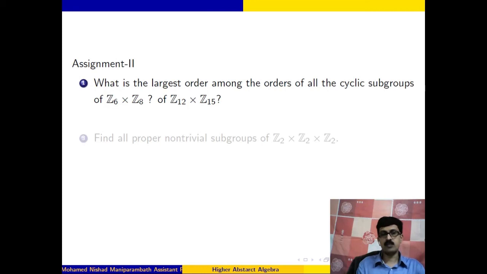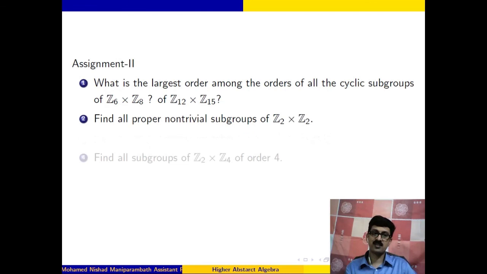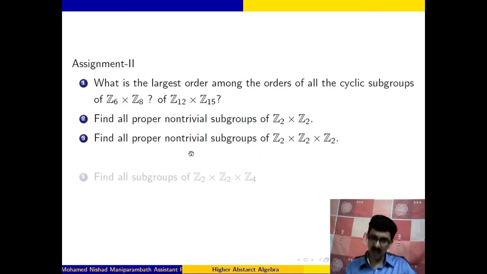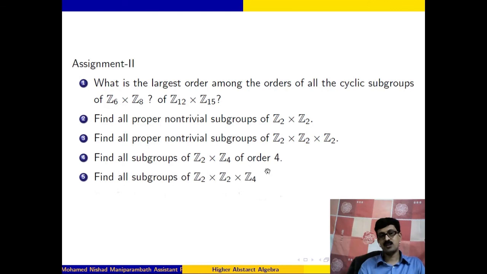Now I move to assignment 2. What is the largest order among the orders of all cyclic subgroups of Z6 cross Z8 and of Z12 cross Z15? Find all the cyclic subgroups, which cyclic subgroup is of the largest order, and what is the largest order. Find all proper non-trivial subgroups of Z2 cross Z2, and find all proper non-trivial subgroups of Z2 cross Z2 cross Z2, and find all subgroups of Z2 cross Z2 of order 4. Find all subgroups of Z2 cross Z2 cross Z4 that are isomorphic to the Klein four group. Check whether it is isomorphic to the Klein four group.